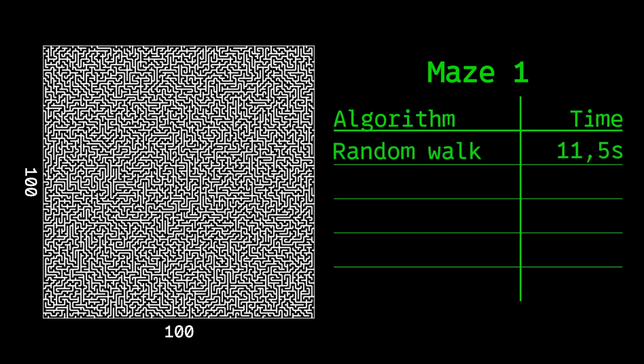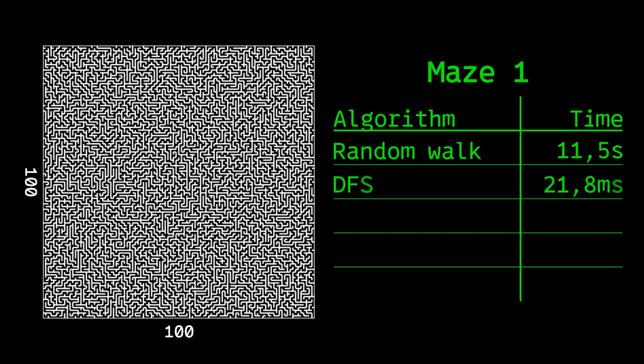Now let's race these algorithms on 3 progressively larger mazes to see which one is the fastest. The first maze is a 100 by 100 grid, pretty small, right? And yet the random walker needed 11.5 seconds to solve it. That's painfully slow. Now let's compare that to the actual algorithms.